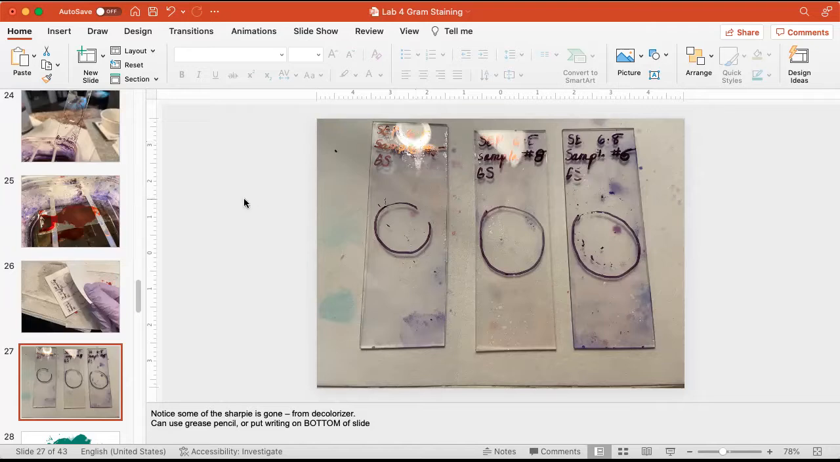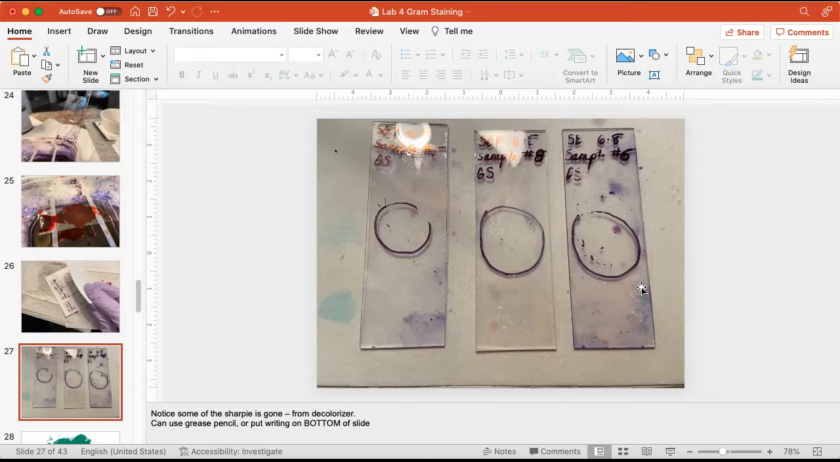You can also use a different kind of marker. There's something called a grease pen. You might have used a grease pen in chemistry. Those are really waxy and the decolorizer doesn't tend to affect them as much. So you may lose a little bit of your writing, your Sharpie, when you decolorize.